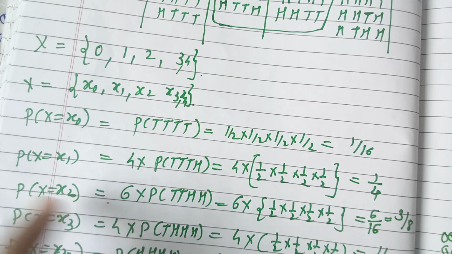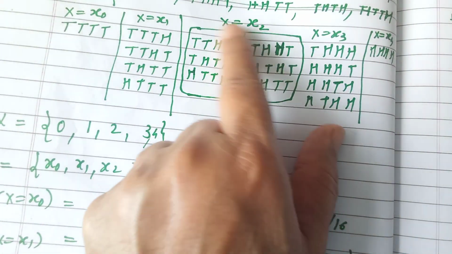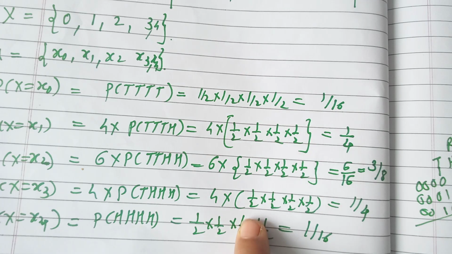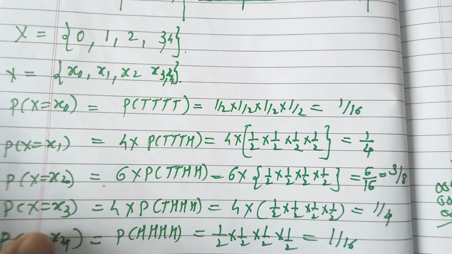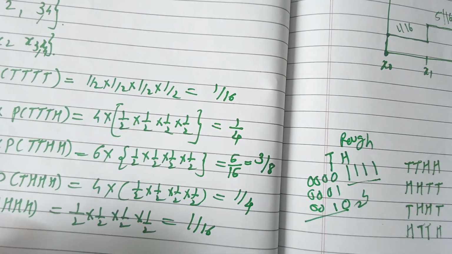Now probability X equal to x2, same. All these sample points have the probability 1 by 16, but there are 6 sample points, so 6 multiplied by 1 by 16 is equal to 3 by 8. Then x3 has 4 points, so 4 multiplied by 1 by 16 is 1 by 4. Then the last one is only a single point, so 1 by 16.